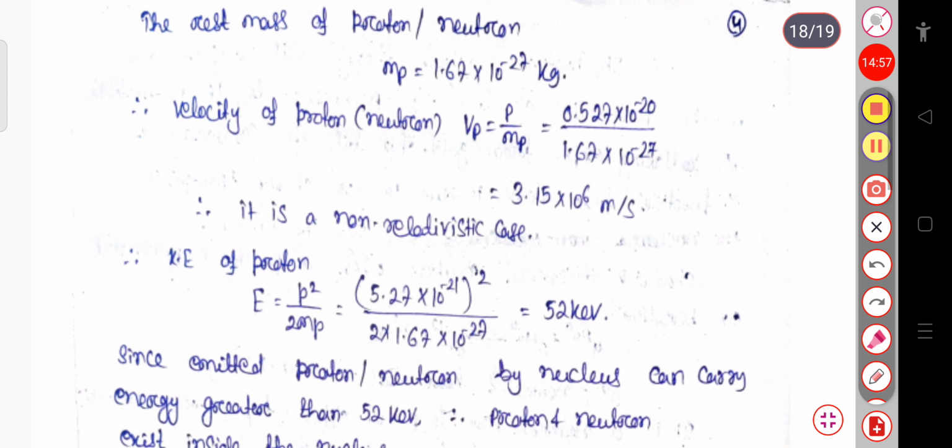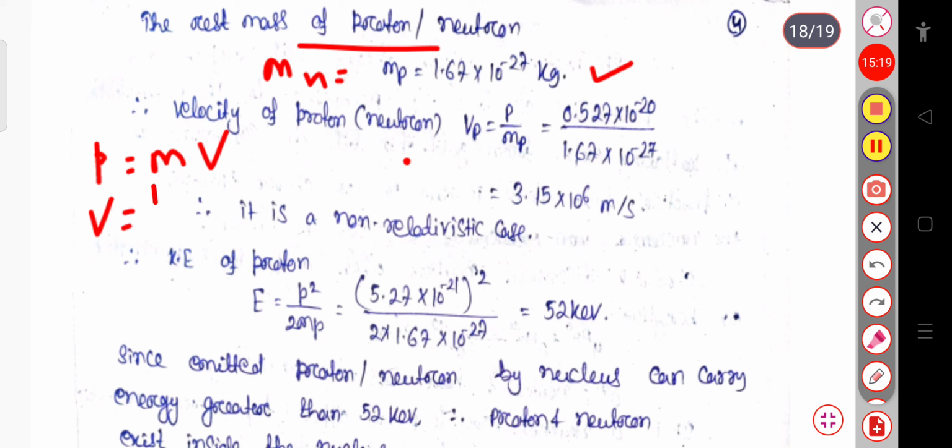Now the rest mass of the proton or the neutron, we know this mass is equal to 1.67 × 10^-27 kg. This is also the mass of the neutron. Let the velocity of the proton, or you may say the neutron, be v. The linear momentum is equal to the mass times velocity, so the velocity will be equal to the linear momentum divided by the mass.